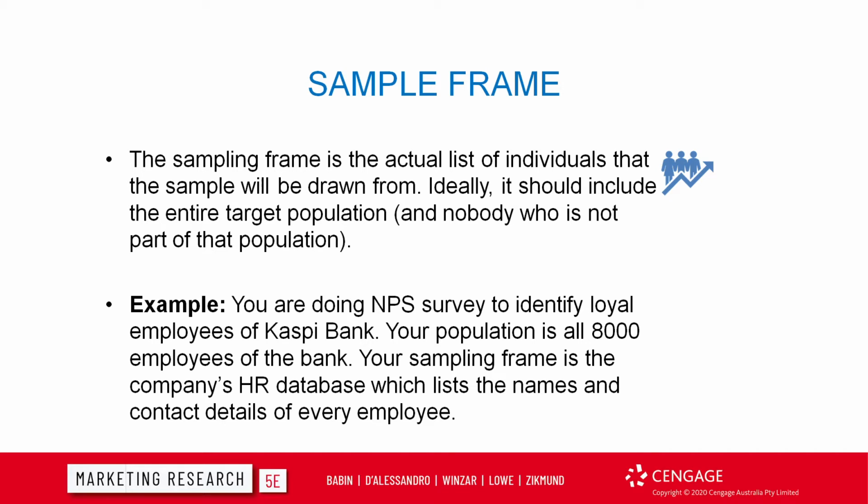For example, you are doing an NPS feedback survey to identify loyal employees of Kaspi Bank among its employees, and your population is all 8,000 employees of the bank within Kazakhstan. Your sampling frame is the company's HR database, which lists the names and contact details of every employee out of 8,000 employees.